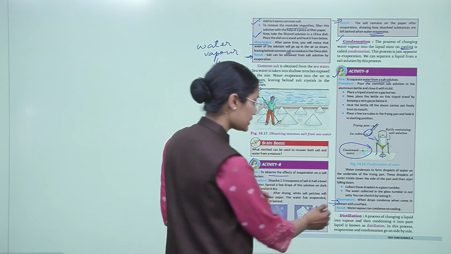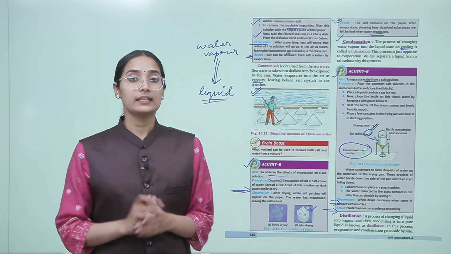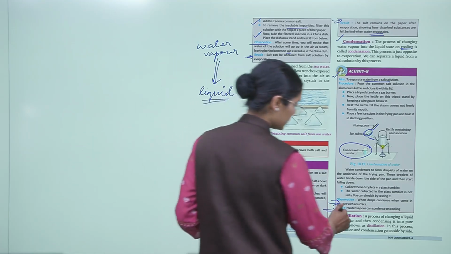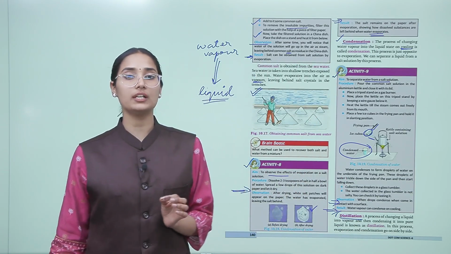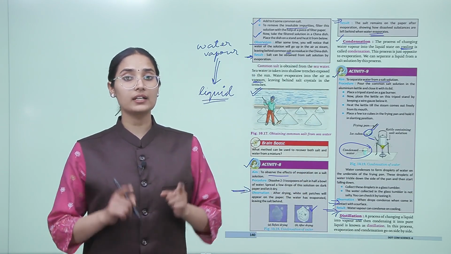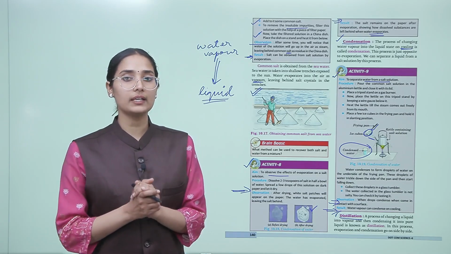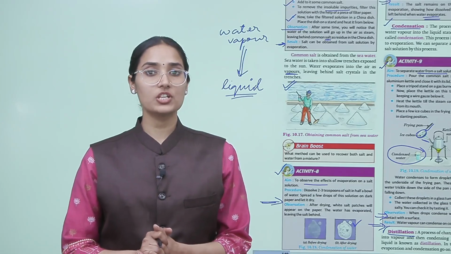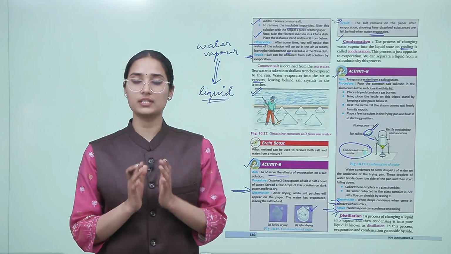So this tells us that water vapor can condense on cooling, right? Then we have one more method, it is called distillation. A process of changing a liquid into vapor and then condensing it into pure liquid is called distillation.